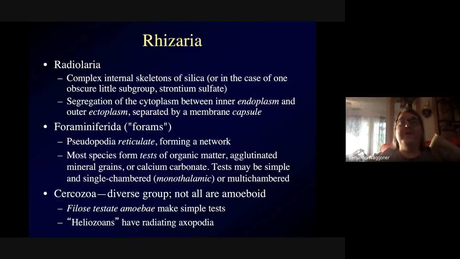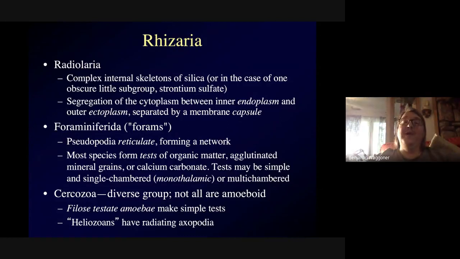Most forams, there are a few naked ones, but most forams form tests, there's that word again, that can be made of organic matter or mineral grains glued together, or most commonly calcium carbonate. And the test can have very complicated shapes. I'll show you these in just a bit.